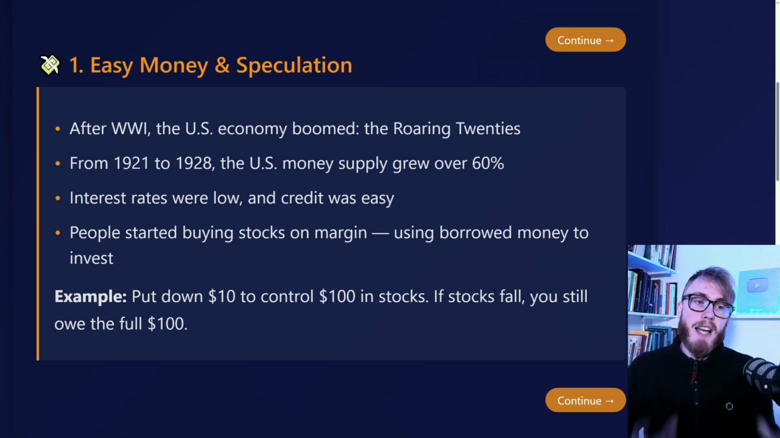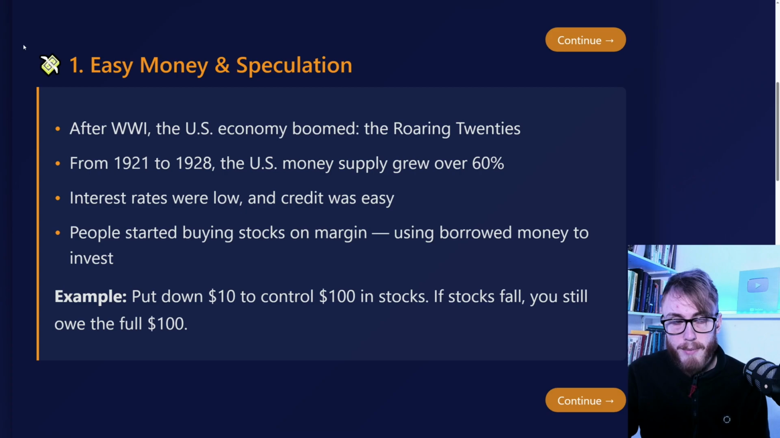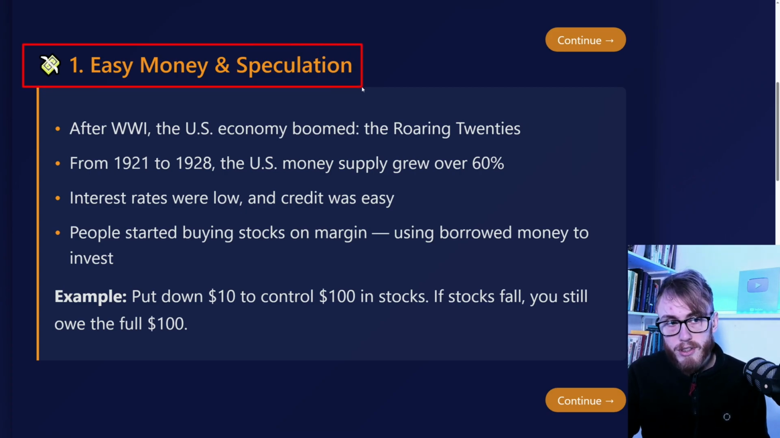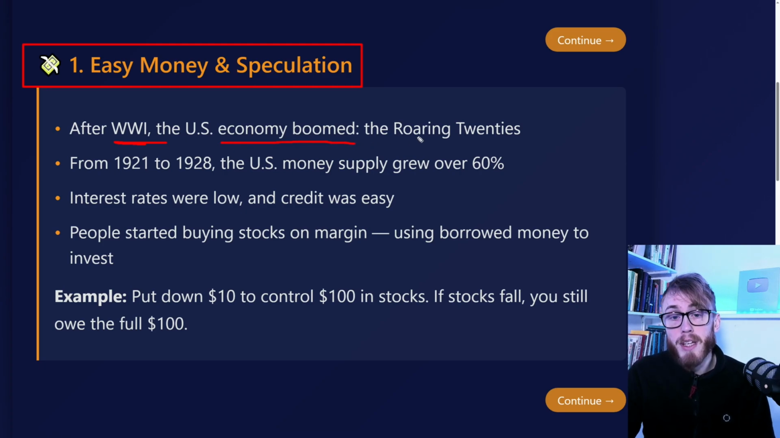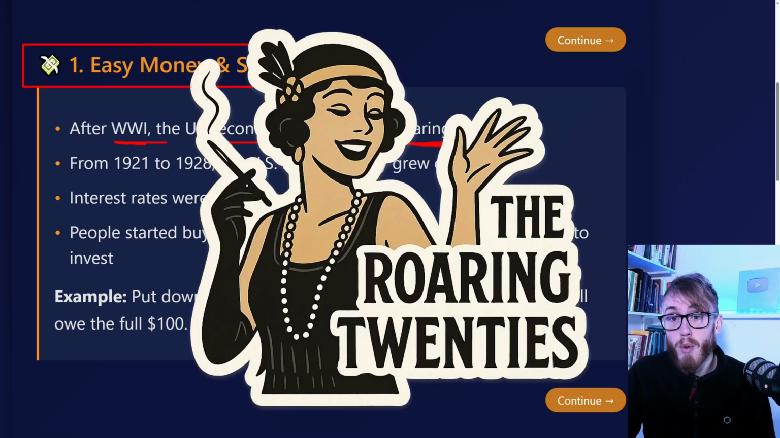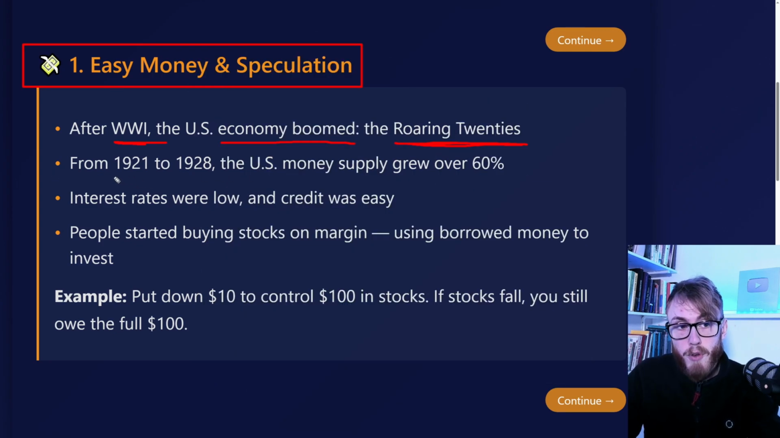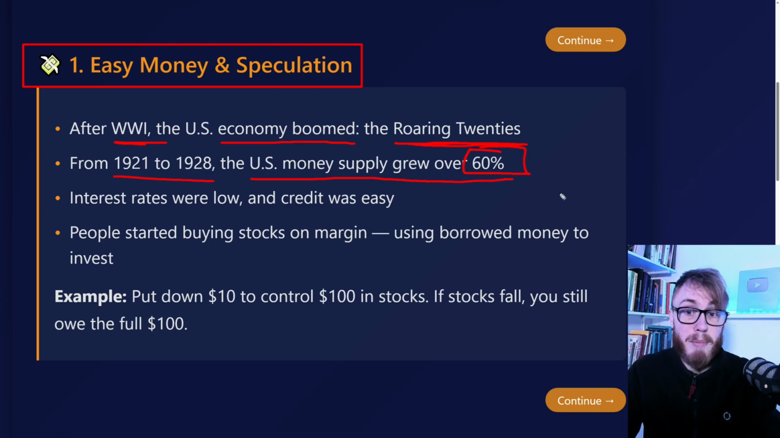And one of these factors that, at least in my opinion, is often overlooked when it comes to the Great Depression is the easy money and speculation that led up to it. After World War I, the US economy saw a very good period. The economy boomed, and that is why it's called the Roaring Twenties. From 1921 to 1928, the US money supply grew a lot. It actually grew over 60%.